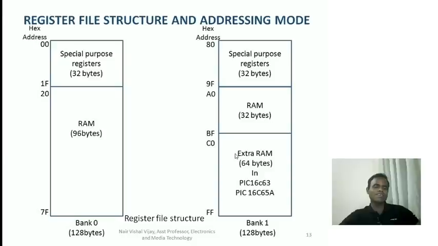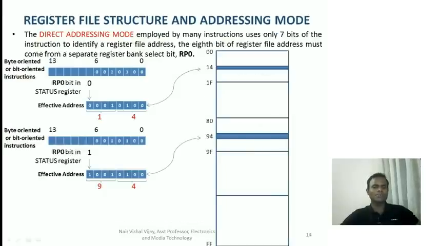And of course, the address spaces are denoted with hexadecimal codes. So register file structure and addressing mode. Now, most of the instructions in a PIC microcontroller employ the direct addressing mode, and it uses only 7 bits of the instruction to identify a register file address. Now, the 8th bit of the register file address must come from a separate register bank select bit, which is called RP0.